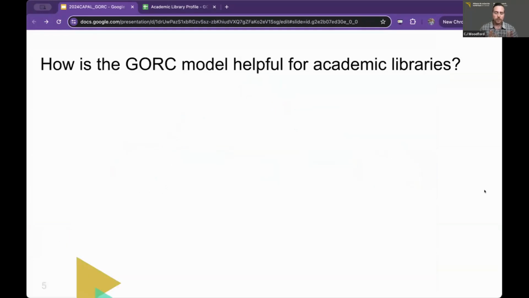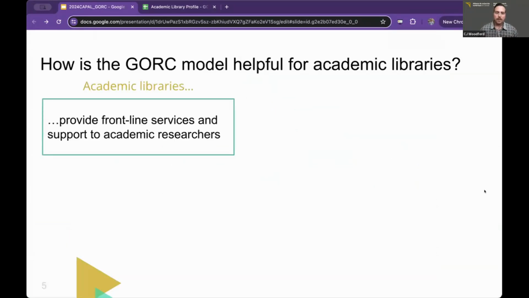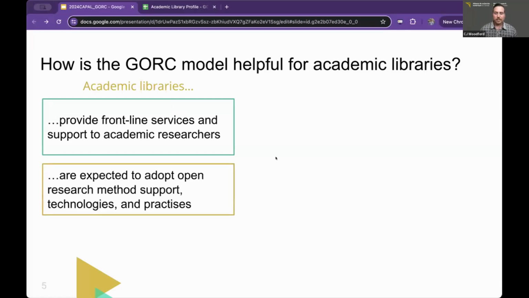So how is it helpful specifically for academic libraries? Academic libraries tend to provide frontline services and support to academic researchers directly. You are the front line for researchers coming to talk about their data management plans, how to do RDM. Maybe you're actually doing the RDM services themselves, or you're building a plan on how to get there. You're expected to adopt open research methods, support, technologies, and practices. So you're trying to figure out what to do.